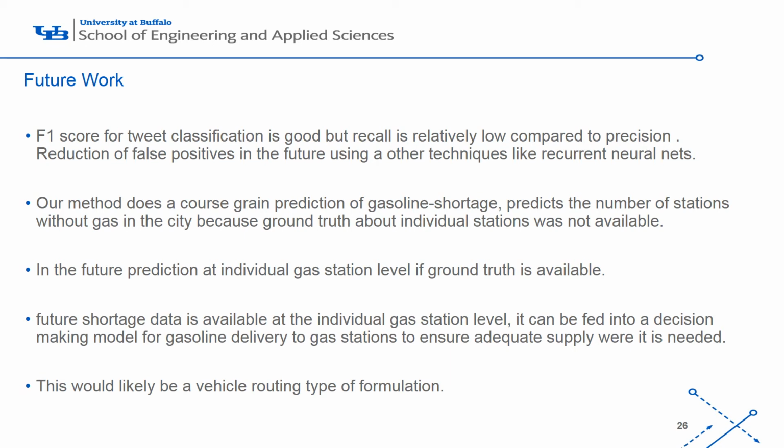This would be much more useful from a consumer perspective if we knew which gas stations were likely to have gas or not have gas. Also, in future work, if shortage data is available at the individual gas station level, it can be fed into a decision-making model for gasoline delivery to gas stations to ensure adequate supply where it is needed. So using the analysis from the tweets in a decision-making model to decide how to deliver gas, that's the ultimate aim of our work. And of course, this type of delivery model would be a vehicle routing type of formulation, which would be running off social media data. So that's a pretty interesting aspect, we believe.